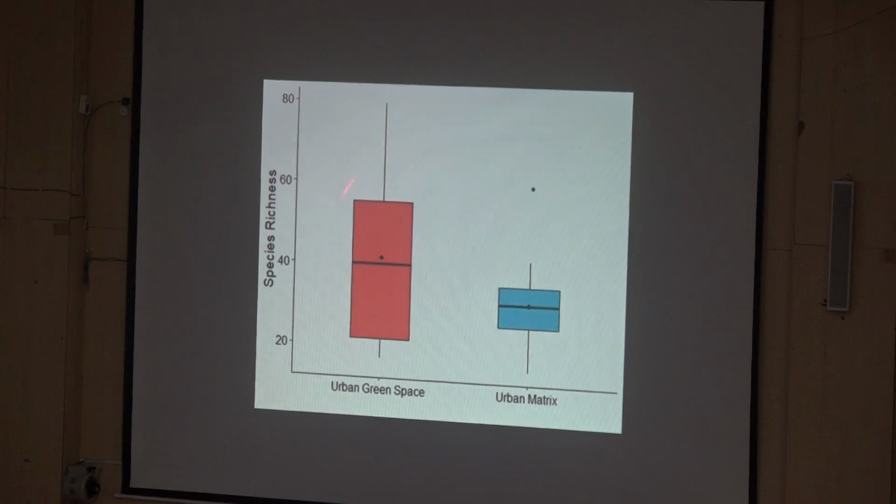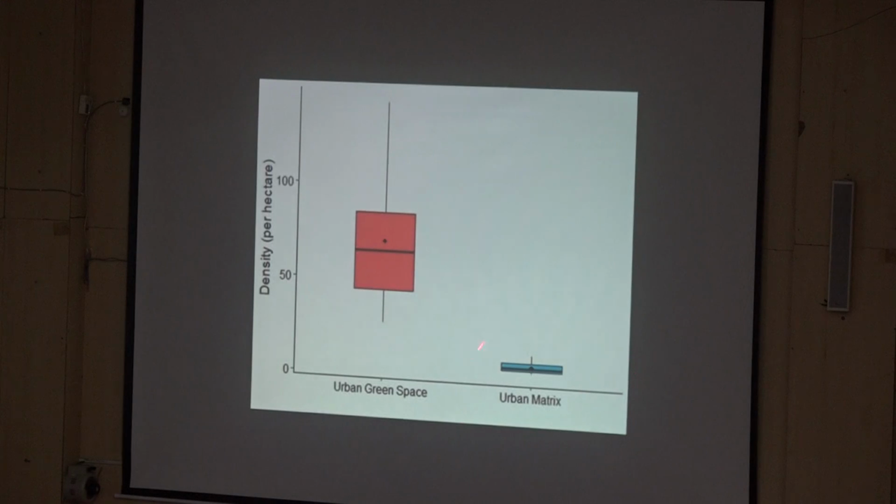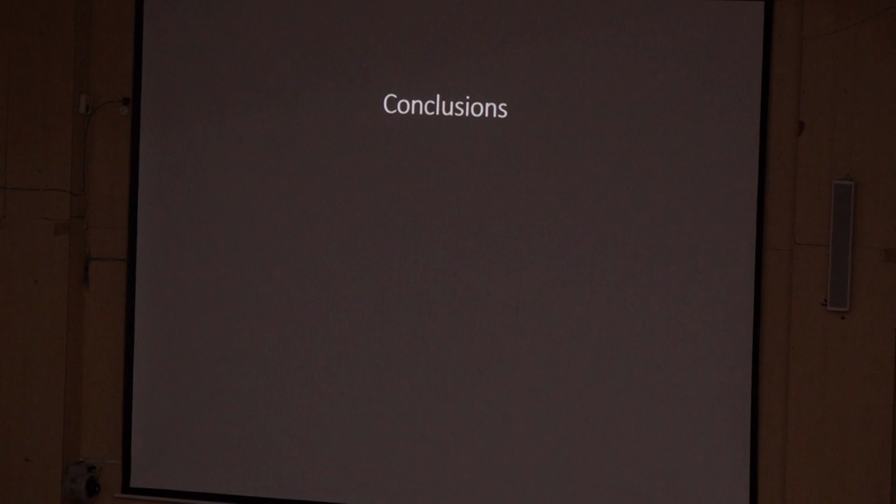This is because there is more habitat heterogeneity and stability in the urban green spaces, where they can occupy more habitats, and hence the species richness can also be higher. In terms of density also, it was the same state, where the urban matrix showed very low densities of birds, whereas the urban green space clearly showed a higher density, where it supports higher density.